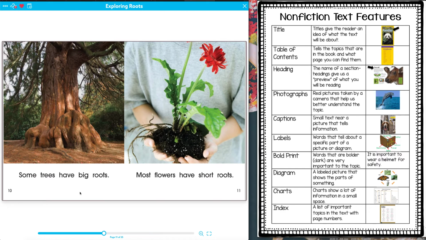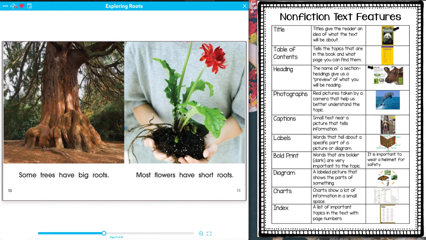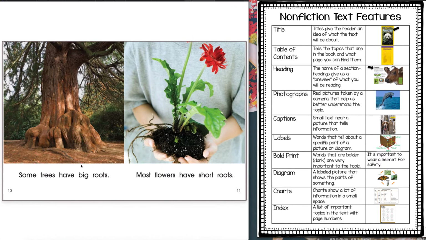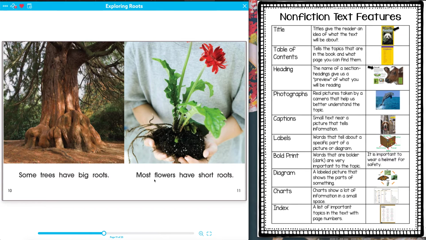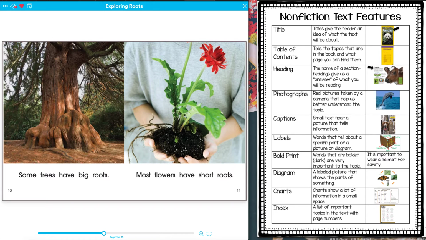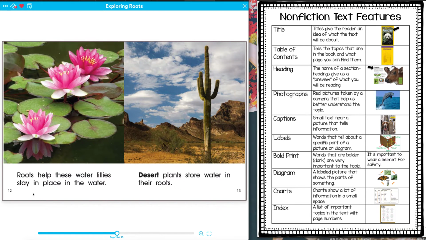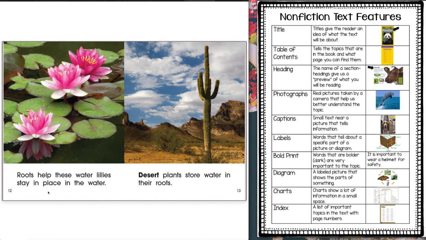Some trees have big roots, and these, boys and girls, are all the roots. These are very, very big roots, and you can see some are even coming out here. Most flowers have short roots. So here are some of the roots for the flowers. Now these are very short compared to these really long tree roots. Roots help these water lilies stay in place in the water.